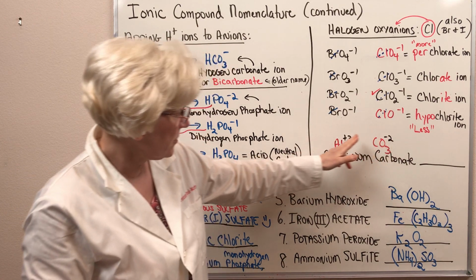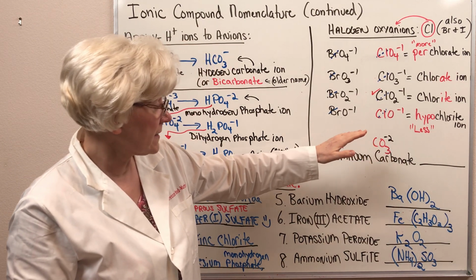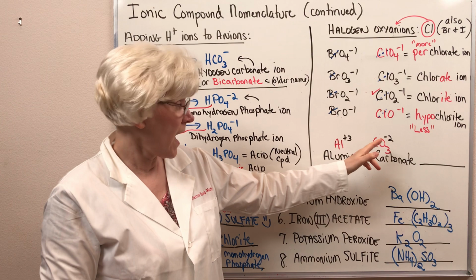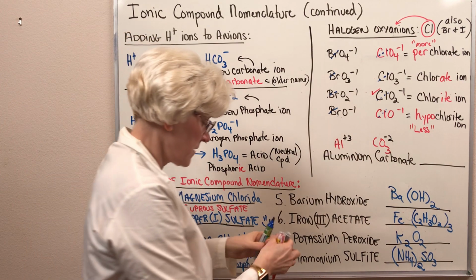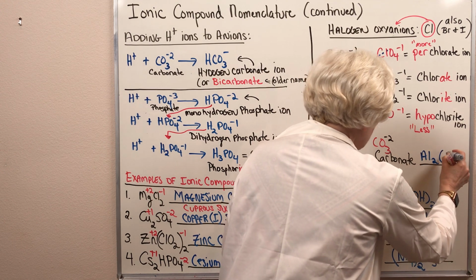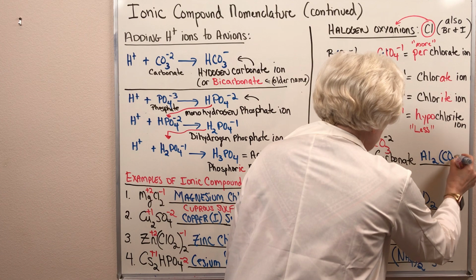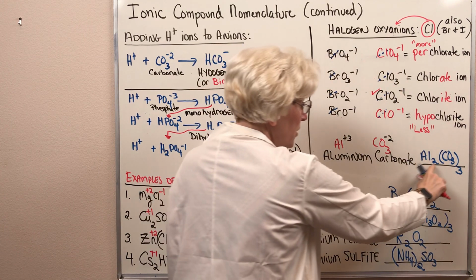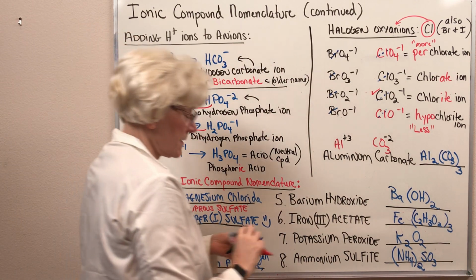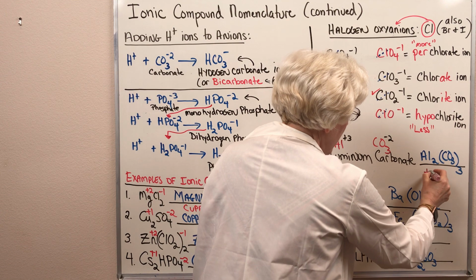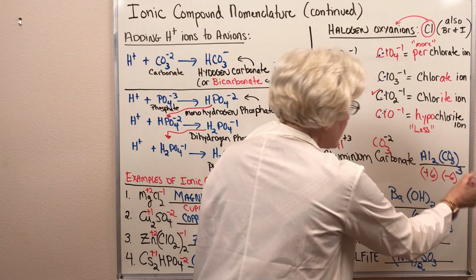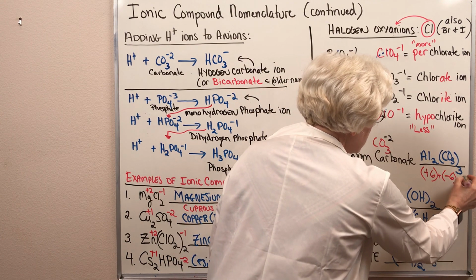So looking at these 2 charges, I see that I'm going to have to use 2 aluminums for every 3 carbonate ions present. Al2(CO3)3, 2 aluminum ions for every 3 carbonate ions present will give us a total of a +6 and a -6 that when we add together, we get 0.